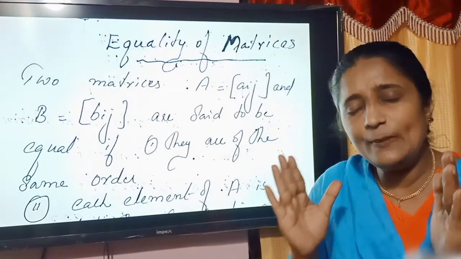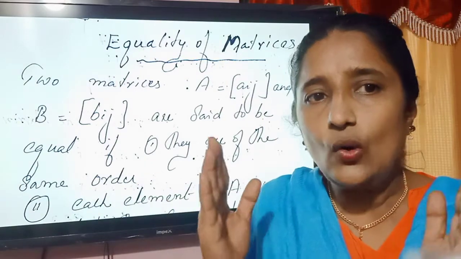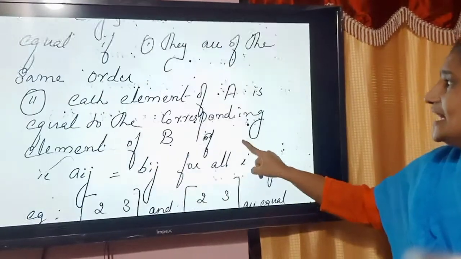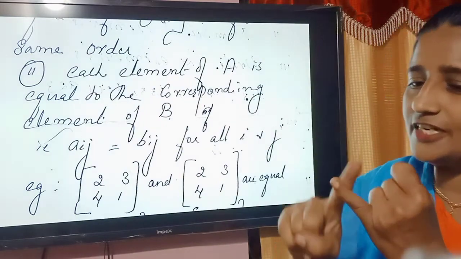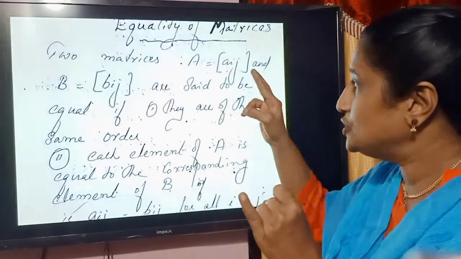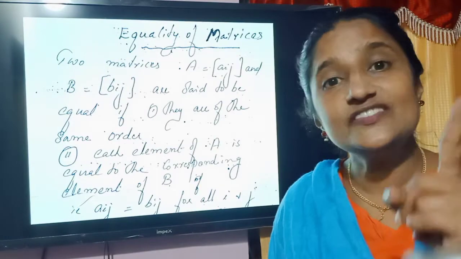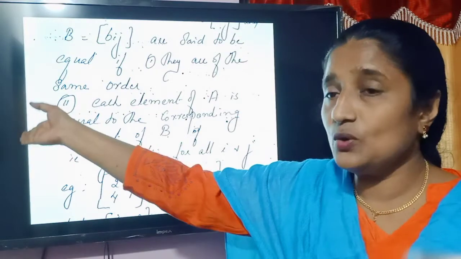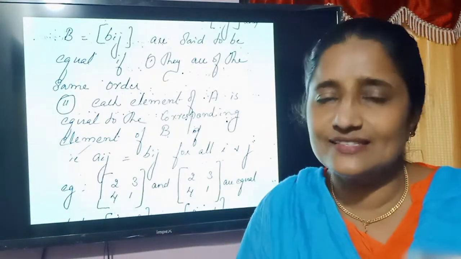When can we say that the two matrices are equal? The two matrices are equal when they are of the same order. First. Then what is the second condition? Each element of A is equal to the corresponding element of B. The first condition is that the two matrices are of the same order. That means if the first matrix is of order 2 by 3, the second must also be of the same order 2 by 3. Then only can we say that the two matrices are equal.